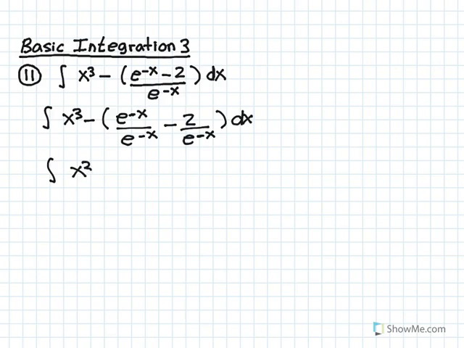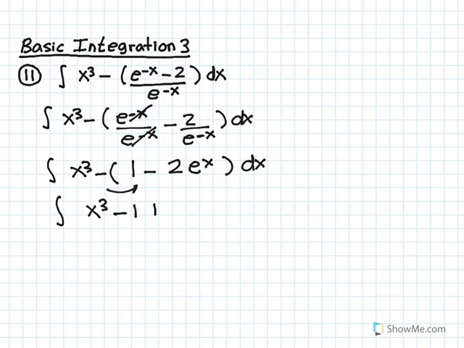Simplifying a bit further, x cubed minus e to the minus x over e to the minus x cancels out. We get 1 minus 2 e to the x. Bring e to the minus x to the top, that becomes e to the x. And now let's simplify a bit further. X cubed minus 1, distributing the minus 1, plus 2 e to the x dx.